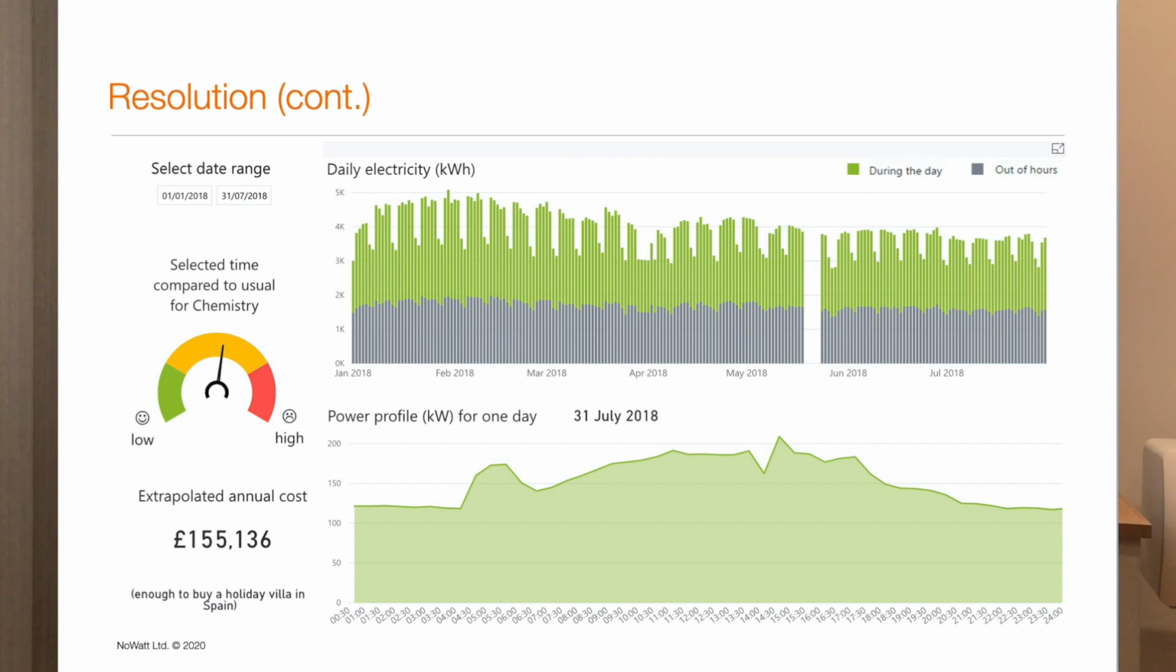Let me show you what I'm talking about. This is what Reading University's billing system shows. This allows the supplier to bill accurately and understand demand. Here's the chemistry building's electricity consumption over the course of the first 7 months of 2018. What does it tell you?